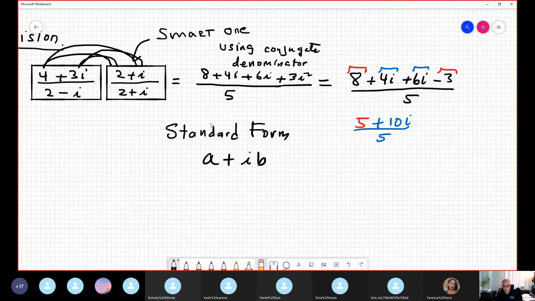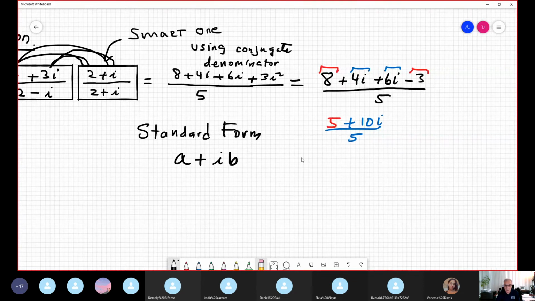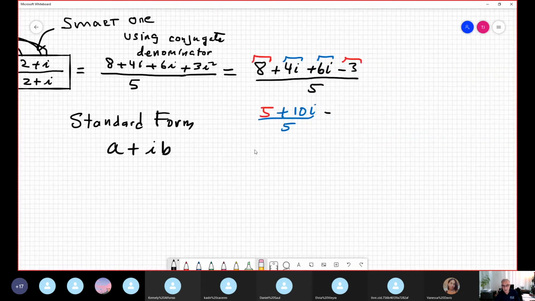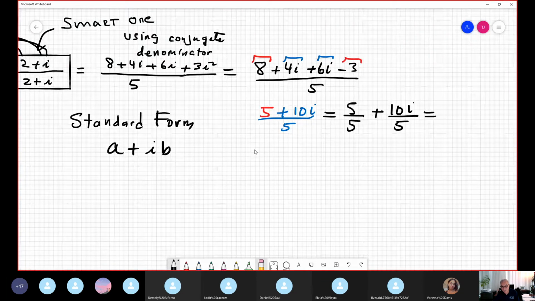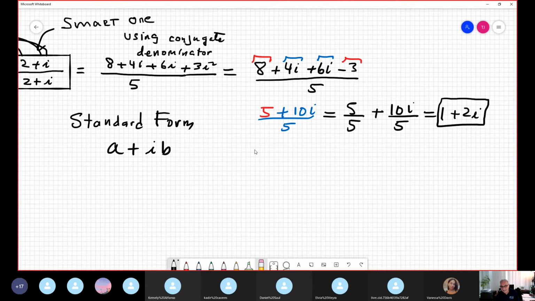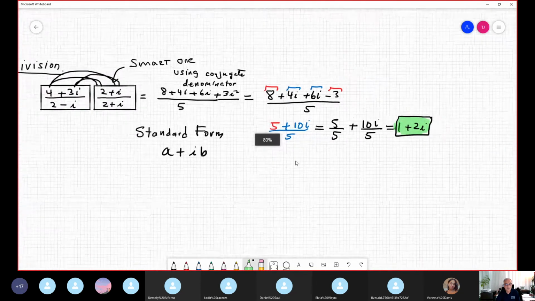No denominator. You split this denominator like that. Look, you divide 5 divided by 5, this 5 divided by the real part and the imaginary part. You say 10i divided by 5. 5 divided by 5, of course, is 1. Beautiful final answer. Any question? Division, complex number.